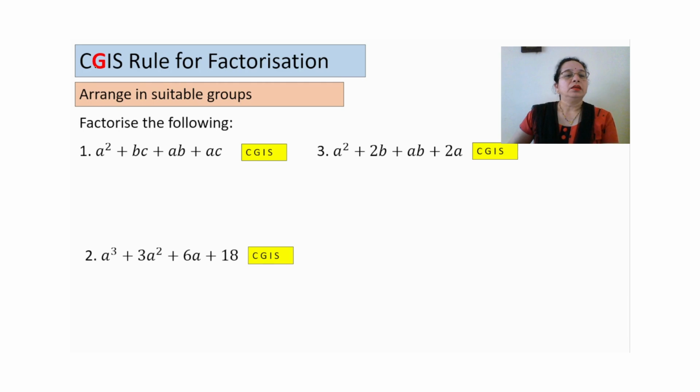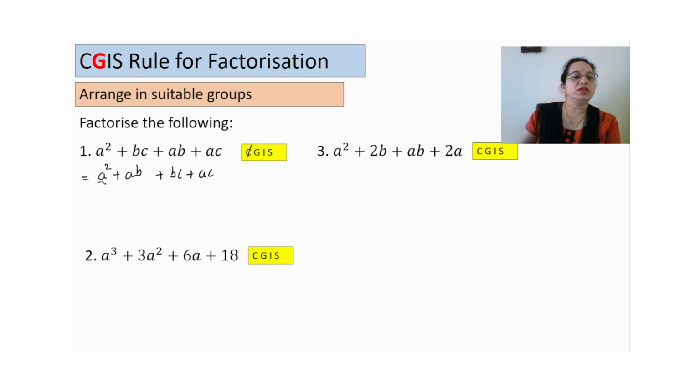Now G, I have highlighted G. So what is G? G means the groups, and we need to make a group by arranging in a suitable way. Okay. So the first question is a square plus bc plus ab plus ac. To factorize the first question, the first thing is C. So can you see anything common over here? No. So common is not there. Grouping. So can you rearrange so that you can get something common? Just try, this is your trial and error method. So a square, with a square I will write down here ab, then this bc plus ac.